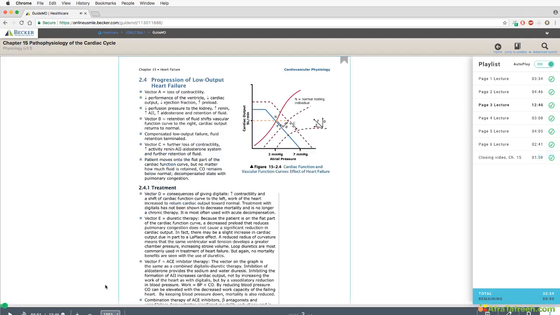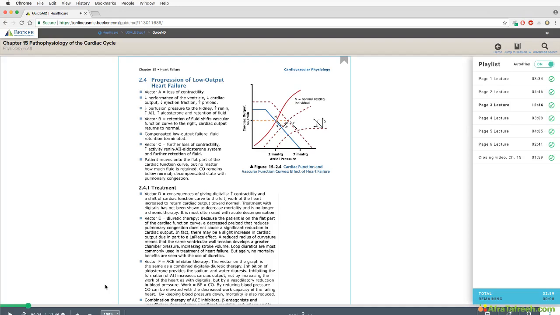Now, we have a very complicated graph to deal with. We're now using cardiac function curves and vascular function curves to explain the consequences of low output heart failure. Now, on the x-axis, we do have an index of preload, and in this case, we have atrial pressure. The y-axis is an index of systolic performance of the ventricle.